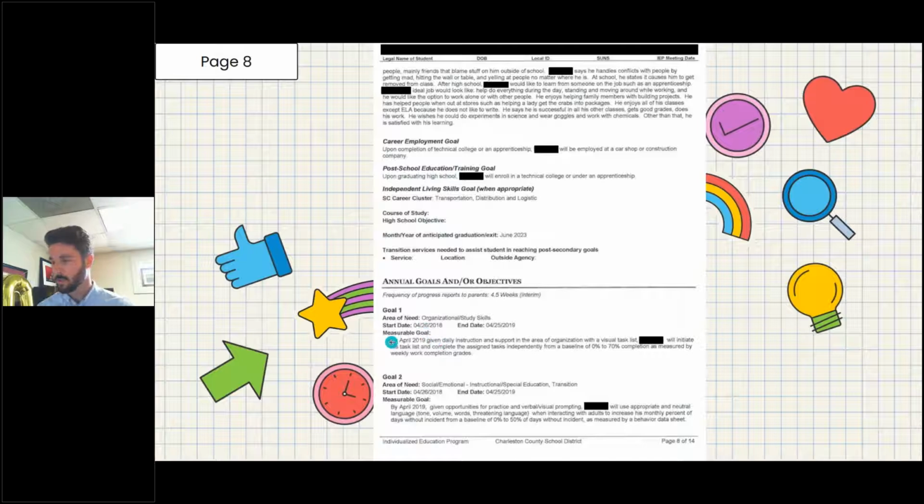So, measurable goal. Here's what they already put in. Oh, this is measurable. Again, one of the SMART parts of this acronym that we're going to break down. So, by April 2019, given daily instruction and support in the area of organization with a visual task list, the student will initiate his task list and complete the assigned tasks independently from a baseline of 0% to 70% completion as measured by weekly work completion grades.